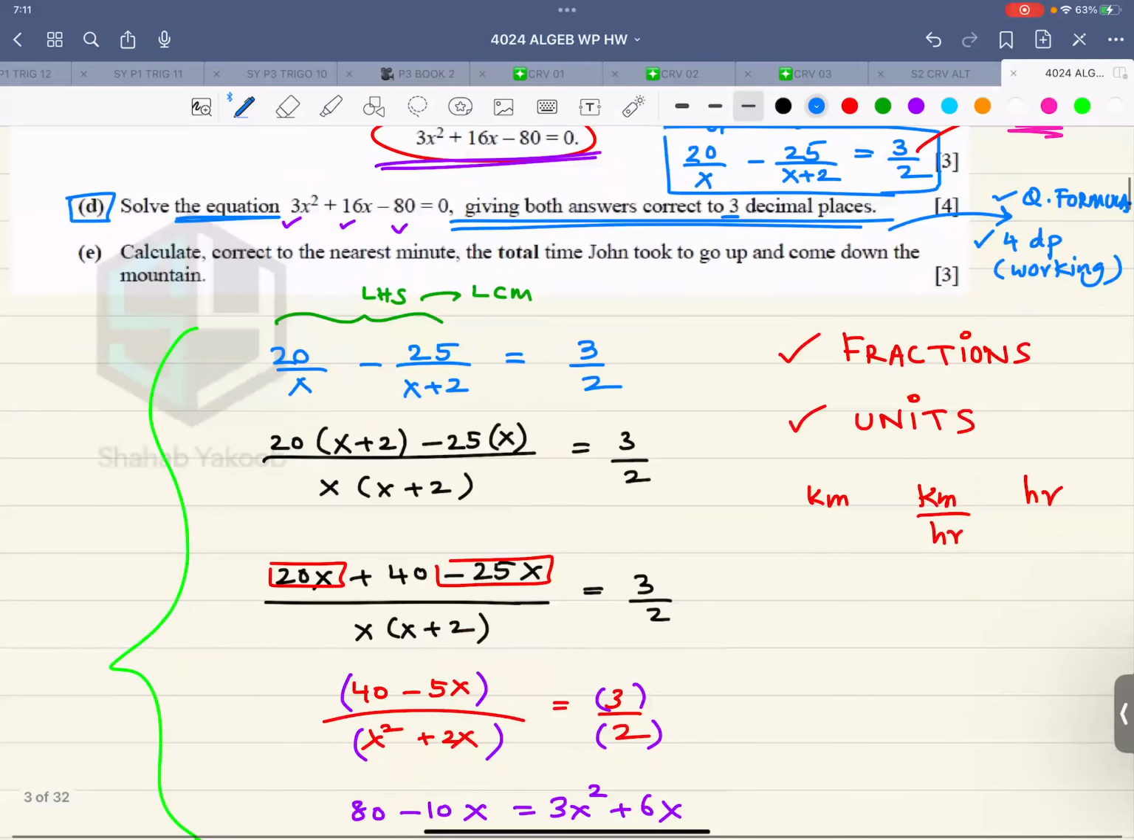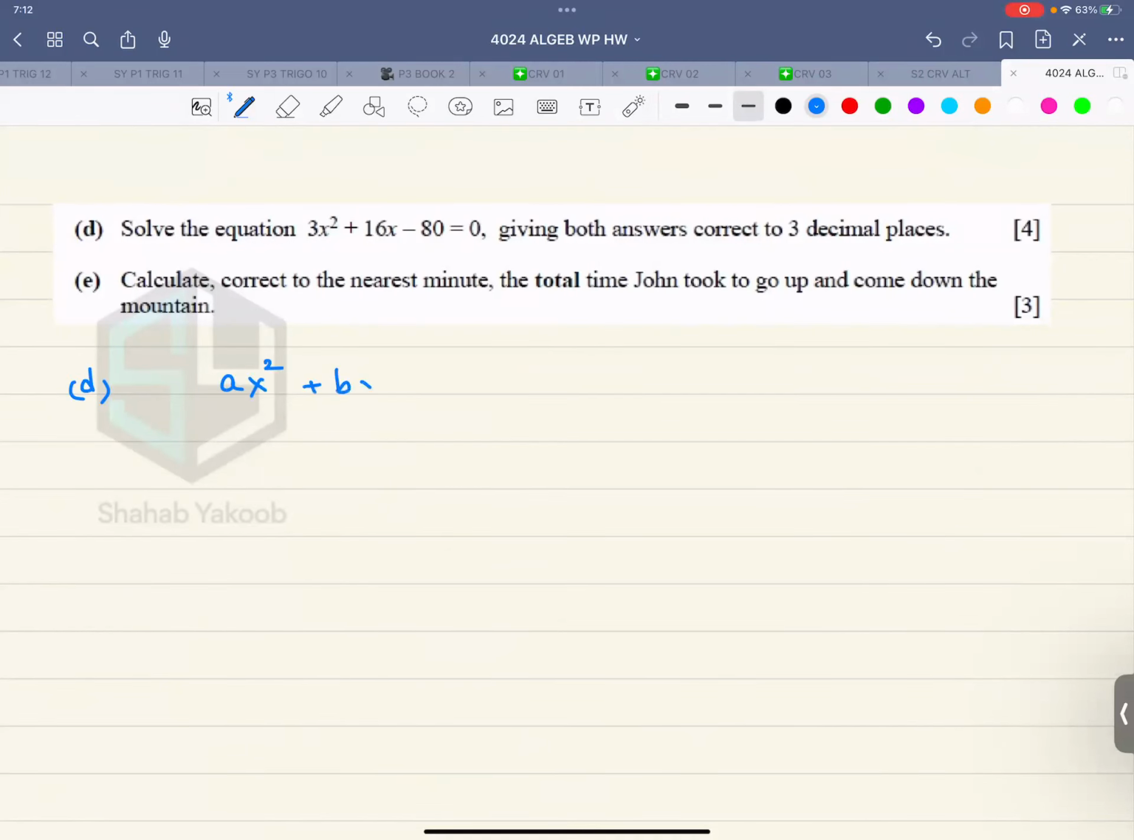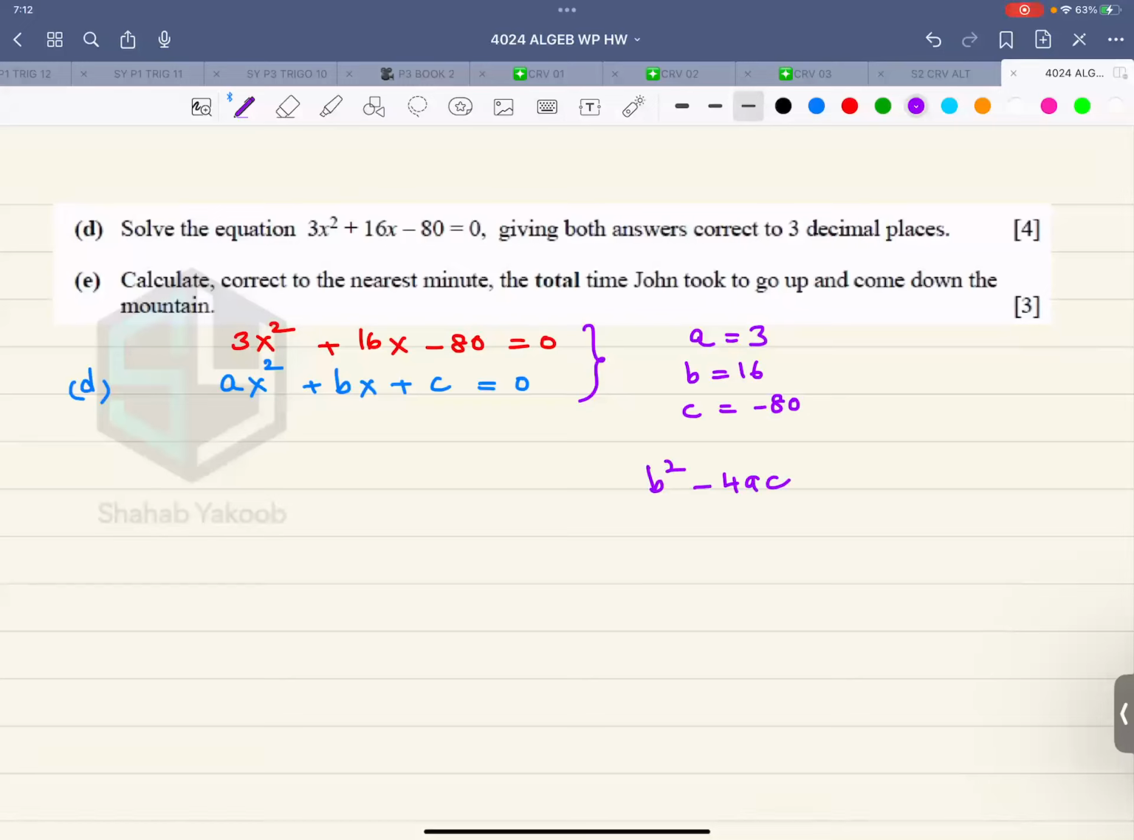So let's do this thing first. So part D, we have AX squared plus BX plus C equals 0. That is the general form. This thing is 3X squared plus 16X minus 80 equals 0. So therefore, the coefficients are A is 3, B is 16, C is negative 80. Let me evaluate B squared minus 4AC first. This is part of the quadratic formula. That is 16 squared minus 4 into 3 into negative 80. Now, I'm getting my calculator ready. 16 squared, we know that that's 256.